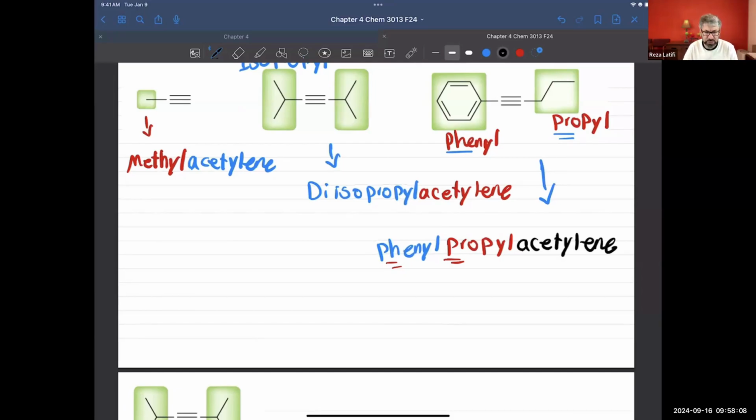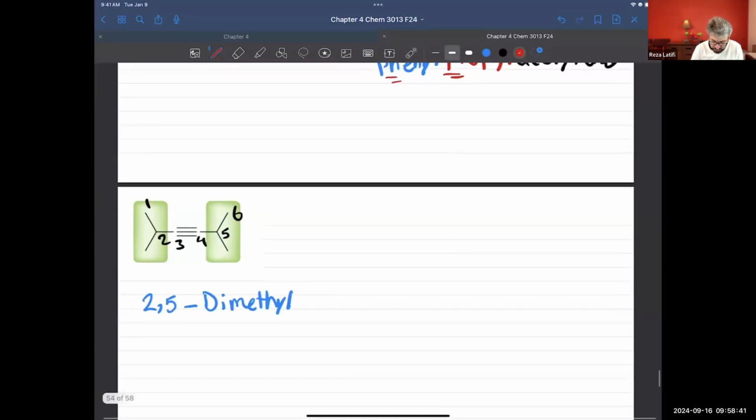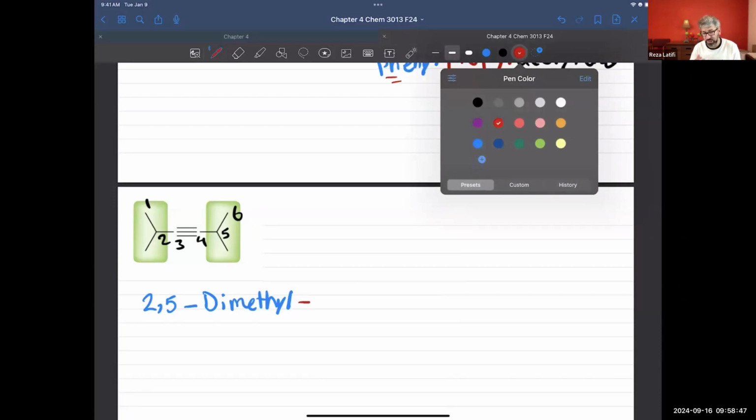Do I have another system to name them? Yes. How about this? Start here: 1, 2, 3, 4, 5, 6, so you have 6 carbons, 2 substituents on the second and the fifth carbon, and the triple bond between the 3rd and 4th carbon. So on the 2nd and the 5th, I have 2 methyl groups, so this is going to be dimethyl. And what else? In our chain, it has 6 carbons, so it would be hexane if it's saturated.